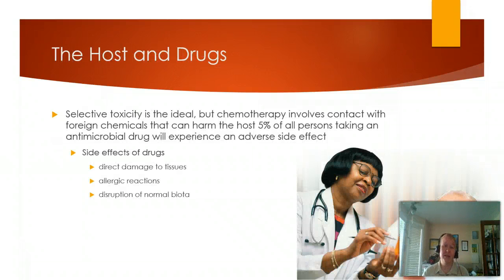So, as I said, selective toxicity is ideal, which, as you remember from earlier, is when the drugs target the infectious agent but not the host. But this is not always the case, and about 5% of all people get harmed by taking these drugs. If anything, your microbiota is going to get harmed, which may have long-term effects for you. Anytime that we have these side effects of drugs, there can be all sorts of issues. And these side effects can range from direct damage of tissues, which is toxicity, to allergic reactions, which is the overreaction of your immune system, to the disruption of your normal microbiota, as we keep talking about. And we're going to go through each of these in the next couple slides.